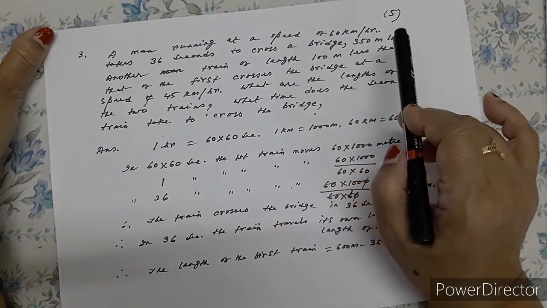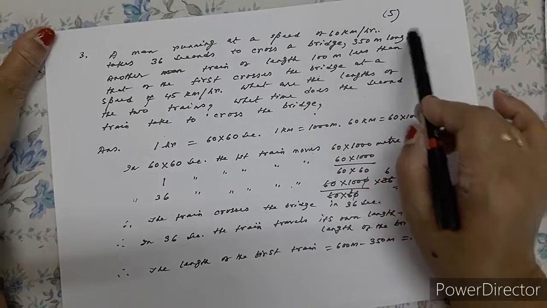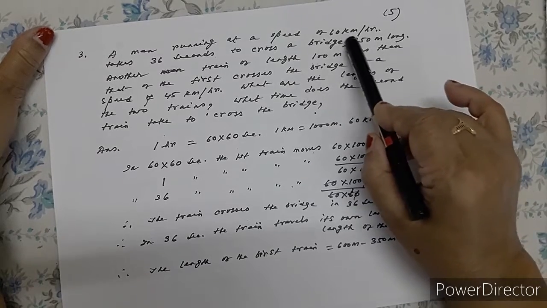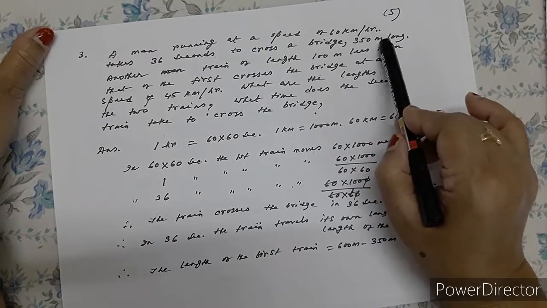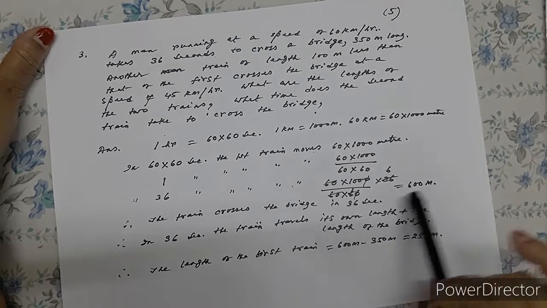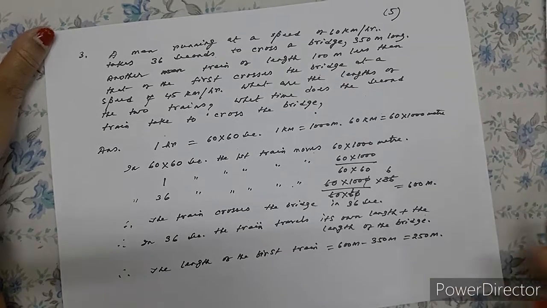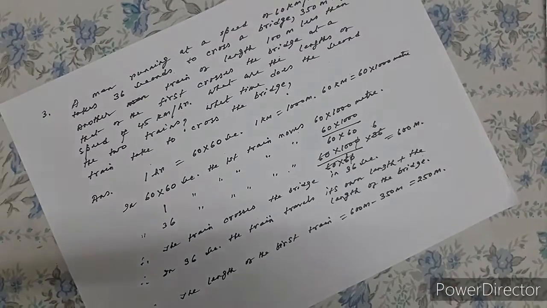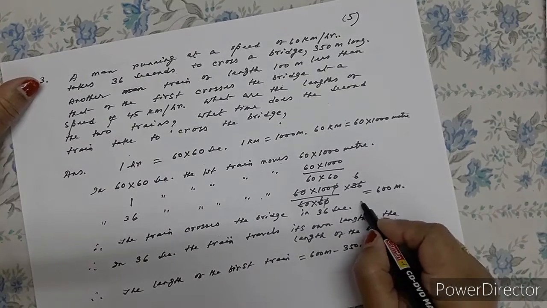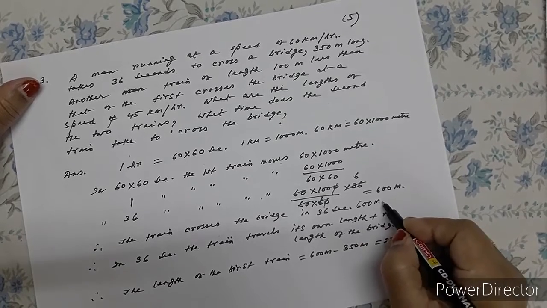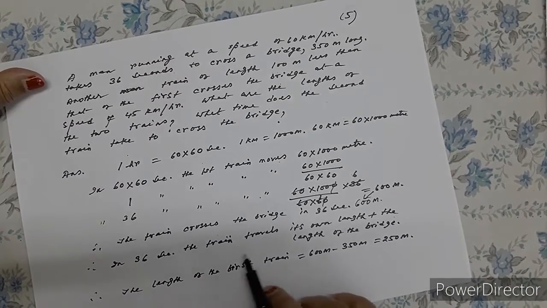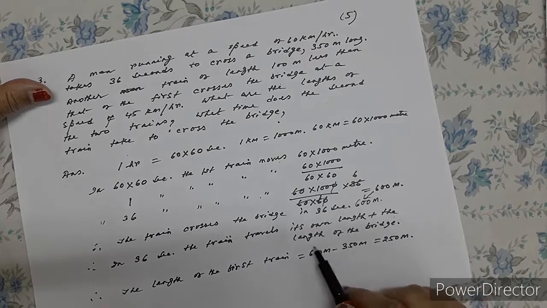In my time and distance part 2, I have discussed the horizontal object and the vertical object, and here we have to apply the formula of the horizontal object. The train crosses the bridge in 36 seconds, covering 600 meter. In 36 seconds, the train travels its own length plus the length of the bridge.